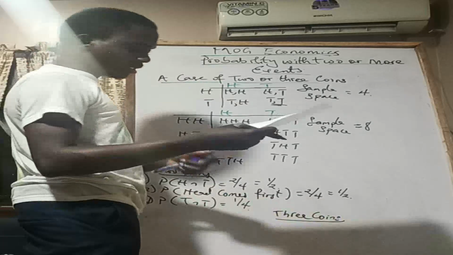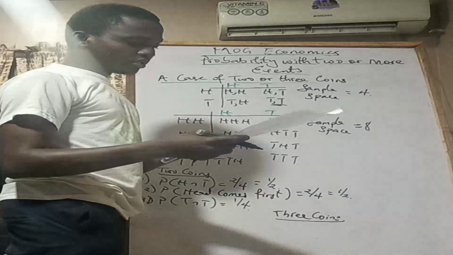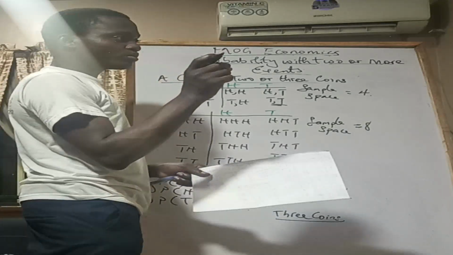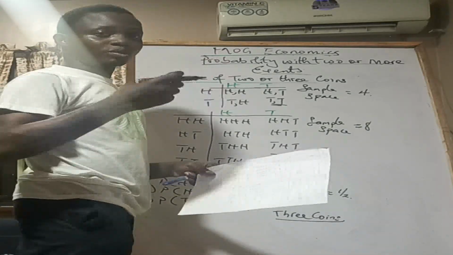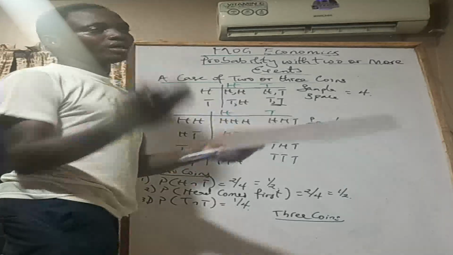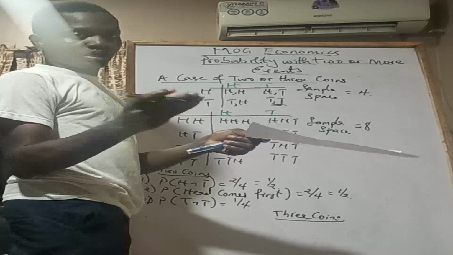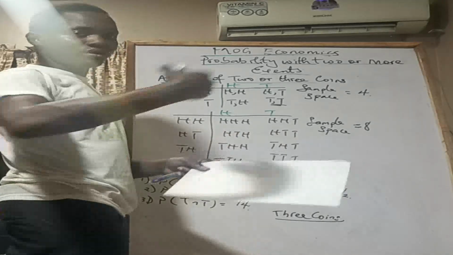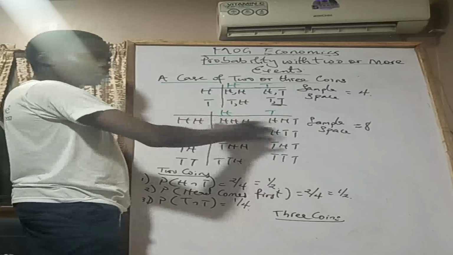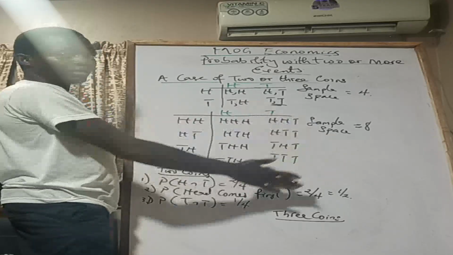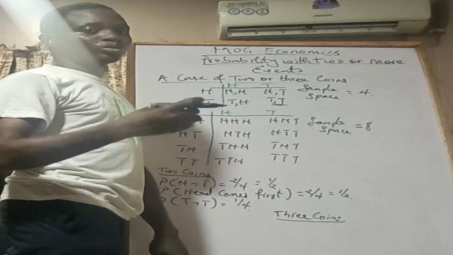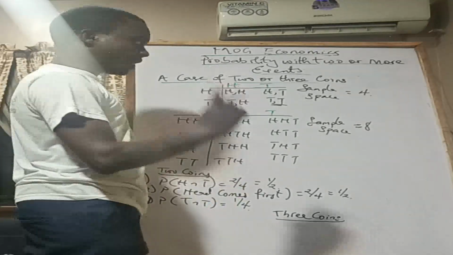Okay, so the first question says, exactly 2 of the 3 tosses comes up head. Exactly 2. That is, in all of your answers, you'll be having 2 heads. If you look at the case of this, you have 3 different outcomes, like head, head, head. So the question is now saying exactly 2 of the 3 tosses comes up head.